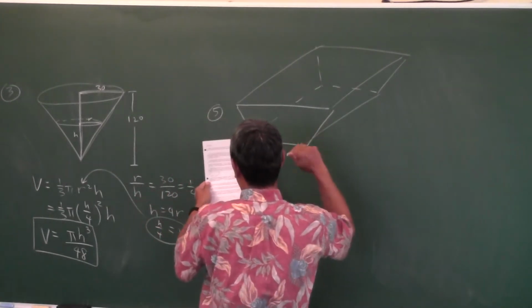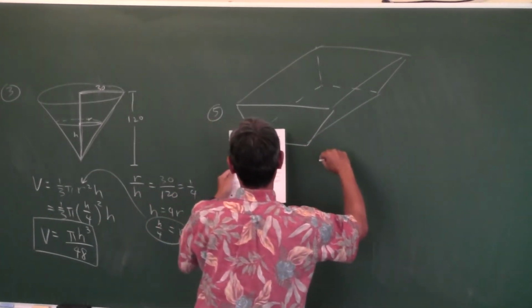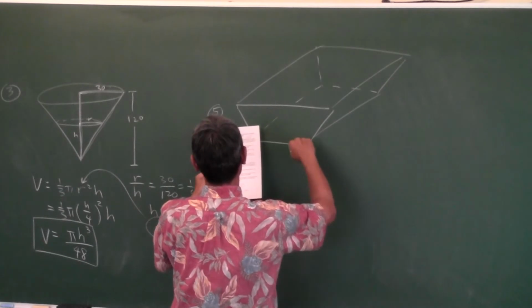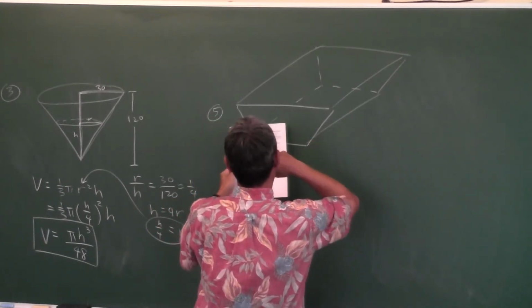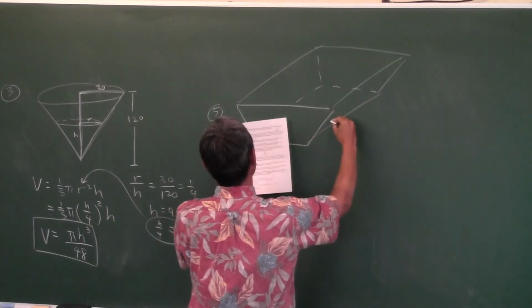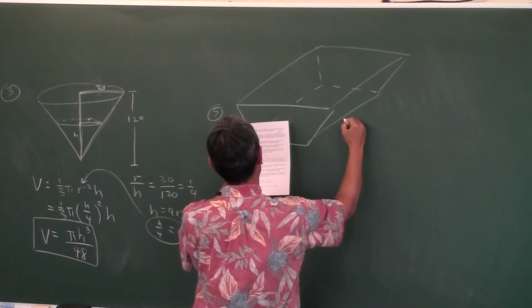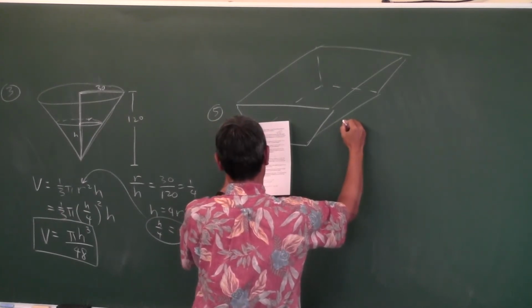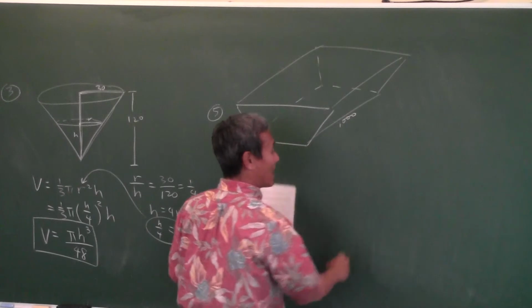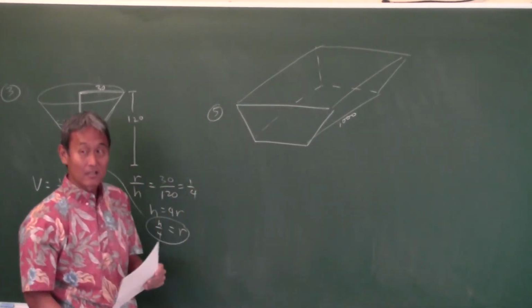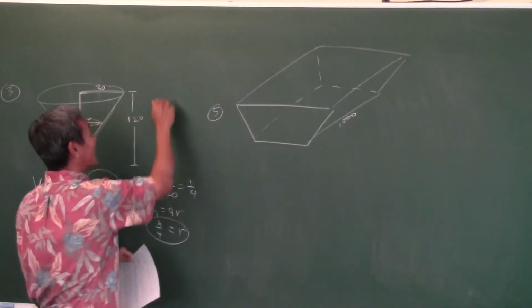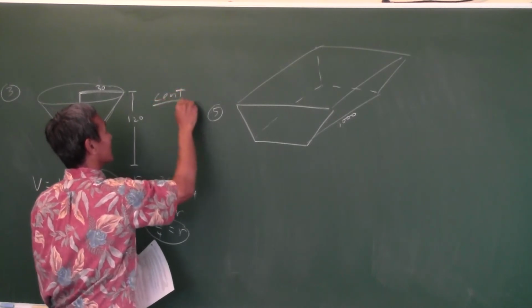Okay, so let's work in centimeters. So 60 centimeters wide and 10. How many centimeters is 10 meters? Quick. 1,000. There's 100 centimeters in a meter. That's why it's cent.